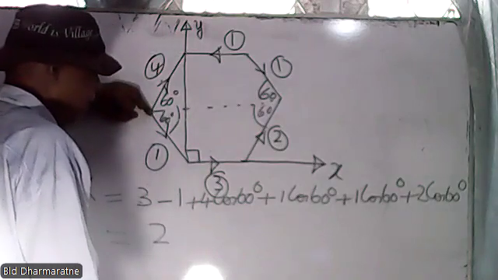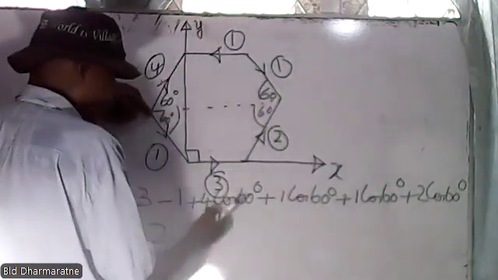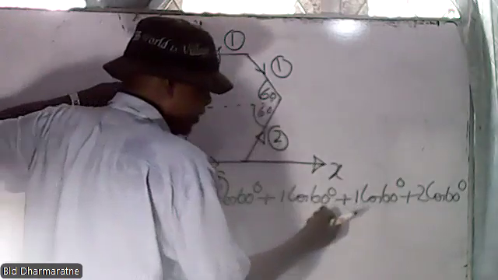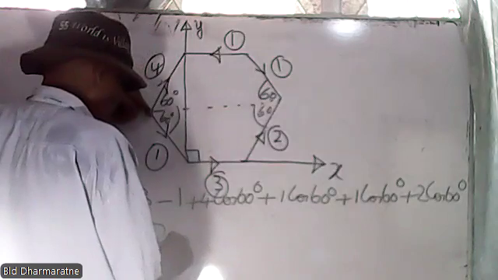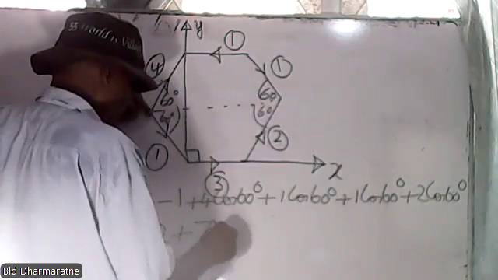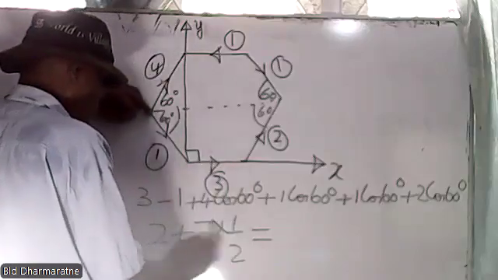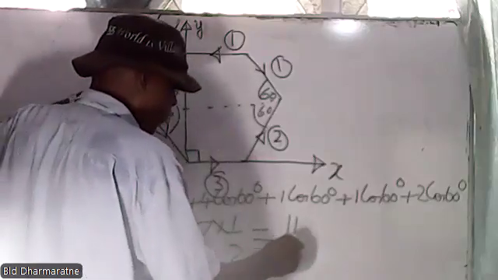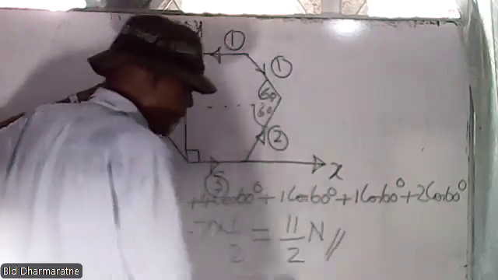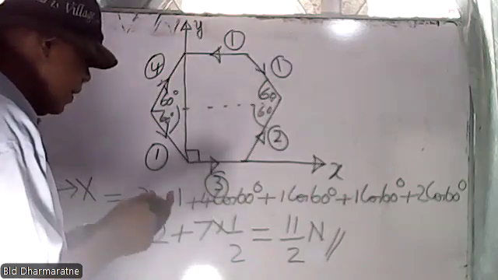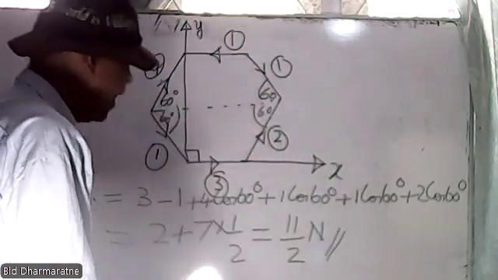Now calculate: 3 minus 1 is 2. Taking the cos terms together: 4 cos 60, 1 cos 60, 5 cos 60, 6 cos 60, 7 cos 60, plus 7 cos 60, with cos 60 being half. This gives 2 plus 7 over 2, which is 11 over 2 Newton. This is the x-axis component of the acting forces in the diagram.